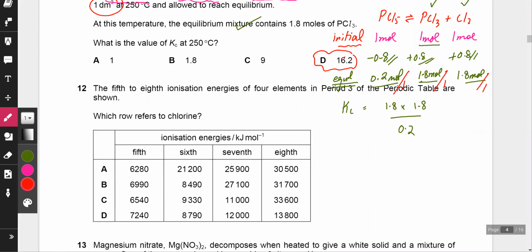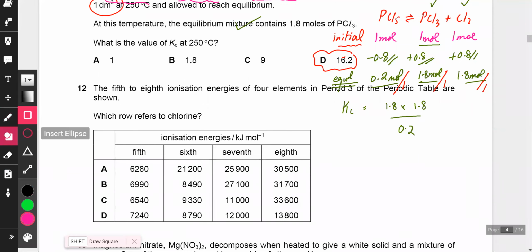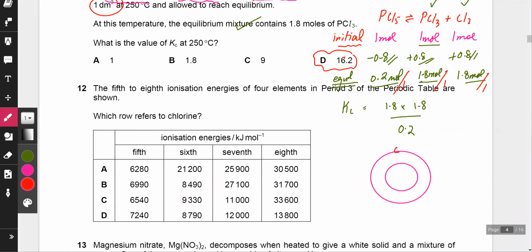The next one. The fifth to eighth ionization energies of 4 elements are shown. Which row refers to chlorine? Now, if you look at chlorine, it has an inner shell. The outer shell has 7 electrons, and then you have your inner shell with 8, and then there's going to be another shell with two electrons in the middle. So where would the jump occur? I mean, removing which electron would become very difficult for chlorine.